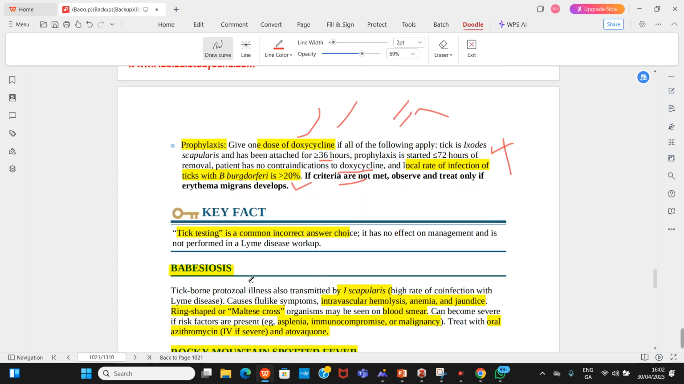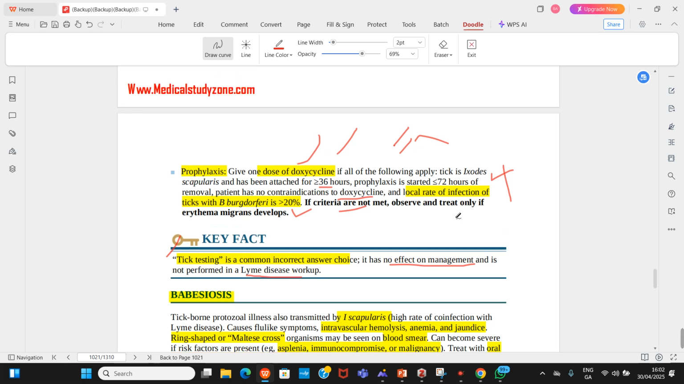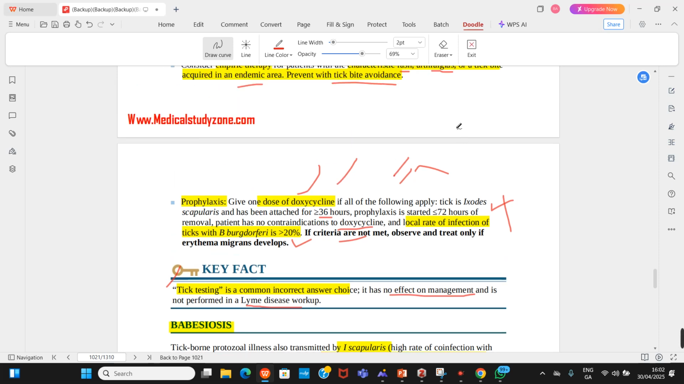So tick testing is a common incorrect answer choice. It has no effect on management, and it will not be performed in the Lyme disease workup. Have we talked about tick testing today? No. So don't go and be testing the tick. So if it's early localized disease, it's clinical. If it's early disseminated or late disseminated, what do we do next? Anybody? ELISA. And if the ELISA is equivocal, we confirm with our Western blot. It is as simple as that.